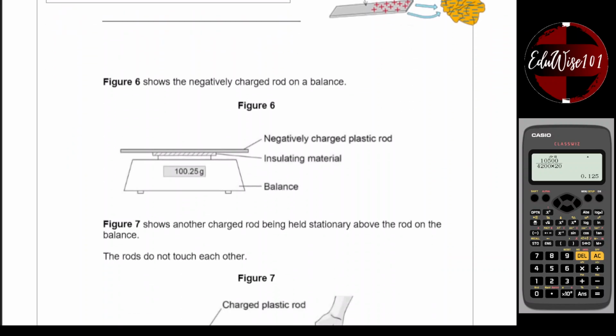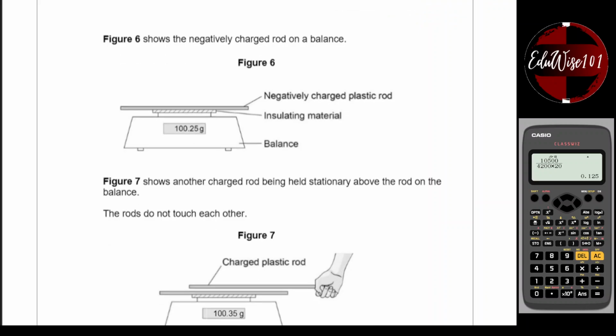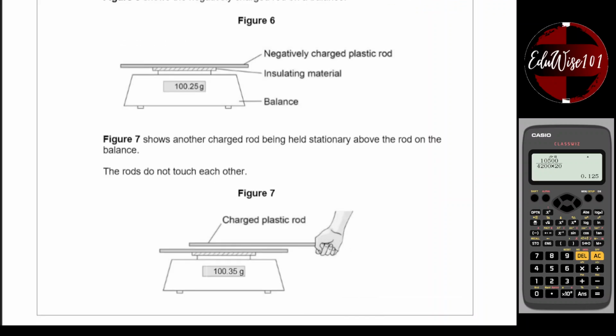Figure 6 shows the negatively charged rod on a balance. So you have a weighing scale or a balance, and you've got an insulating material and the negatively charged plastic rod on the top. Figure 7 shows another charged rod being held stationary above the rod on the balance. The rods do not touch each other.